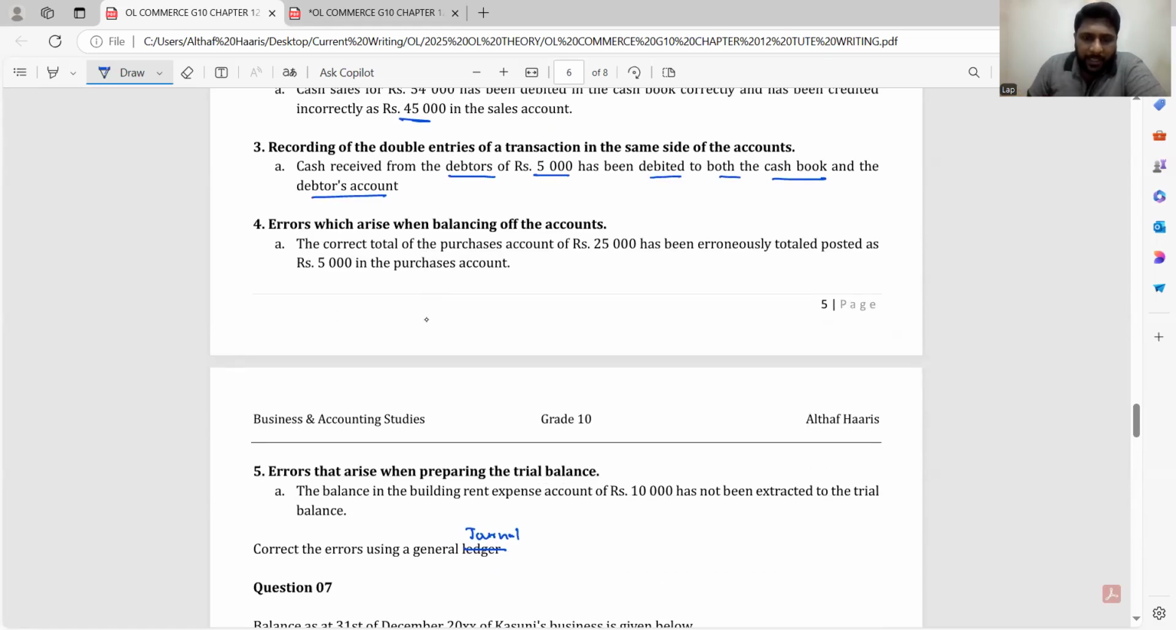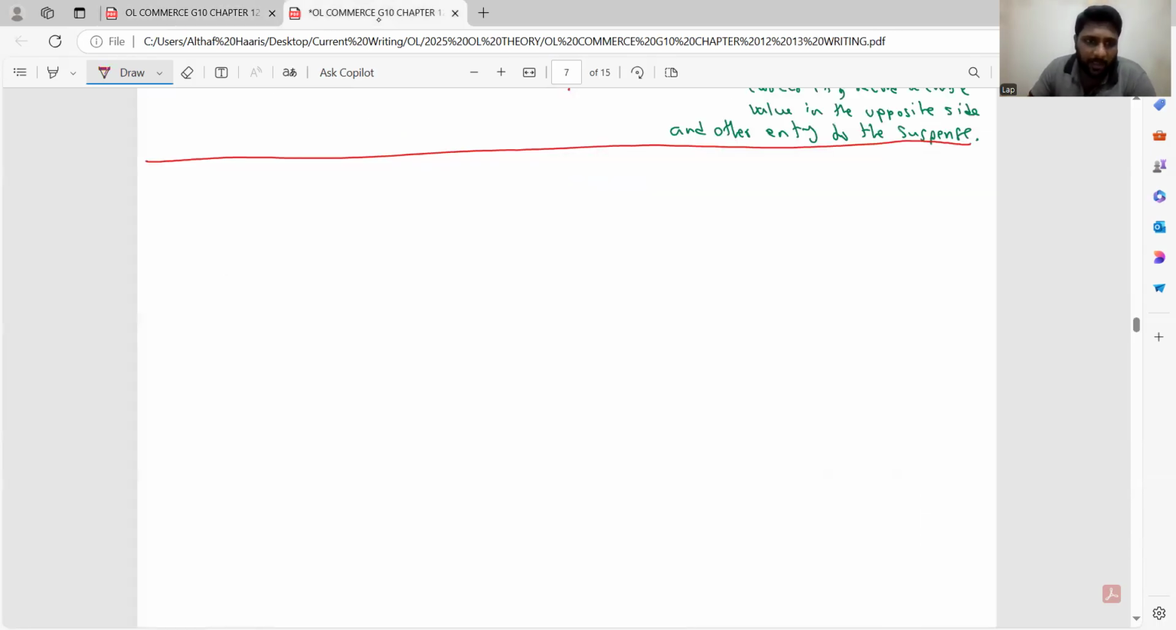Errors which arise when balancing of the accounts. Let's get that understanding through this question itself. The correct total of the purchase account, 25,000, has been erroneously totaled and posted as 5,000 in the purchase account. So total is how much? 25,000, and mistakenly you have calculated it as 5,000. And if I write it here, mistake.